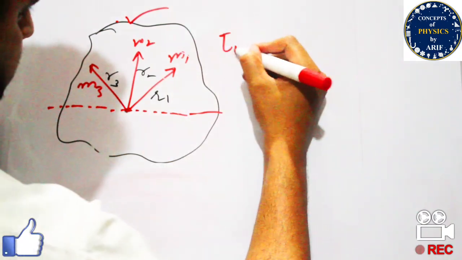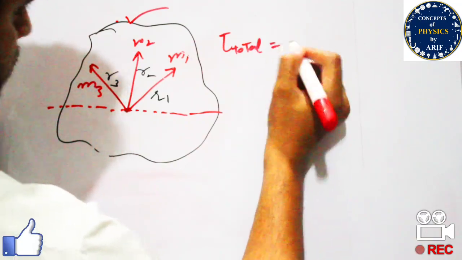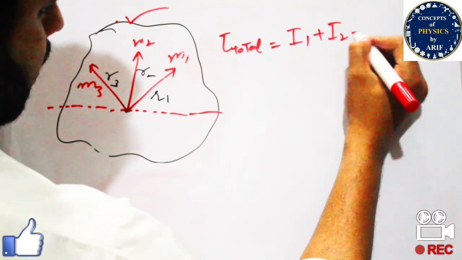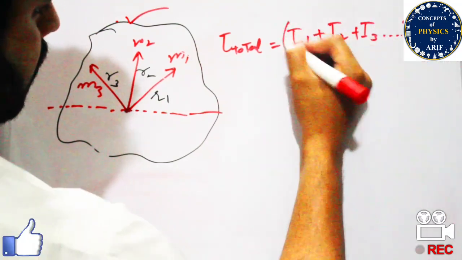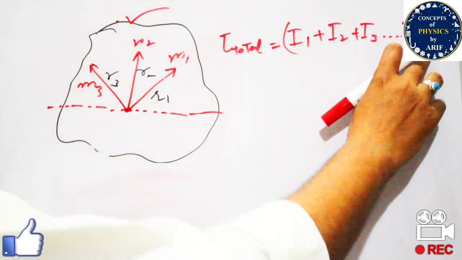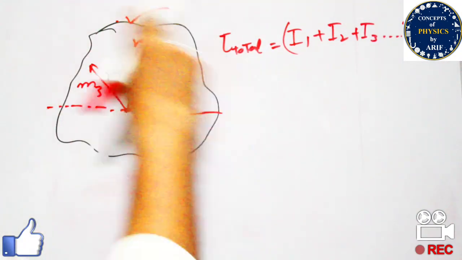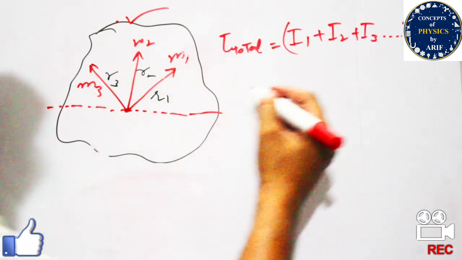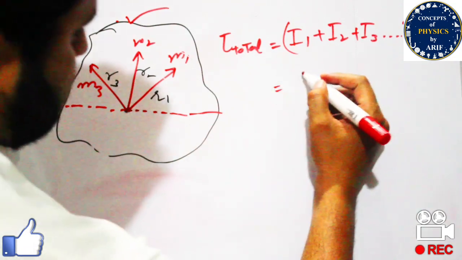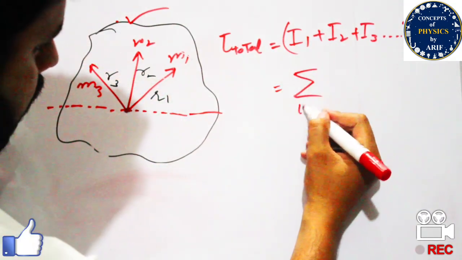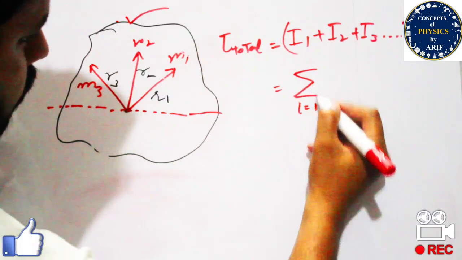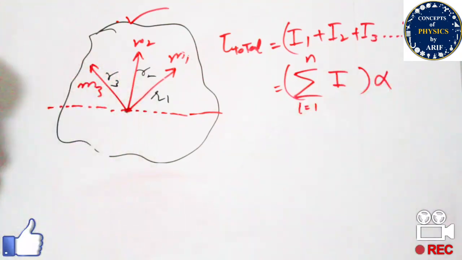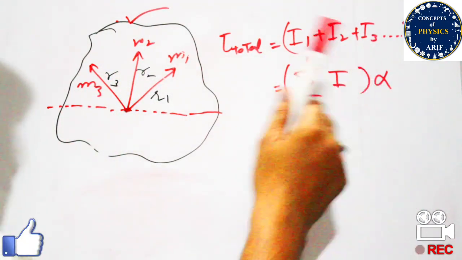So total torque is equal to I1 plus I2 plus I3 and so on, into alpha, because angular acceleration remains the same for the whole rigid body, without considering the angular acceleration for every body. So the total torque is equal to the sum of all the moment of inertias, sum of I for i from 1 to n, times alpha. This is the total torque with respect to moment of inertia.